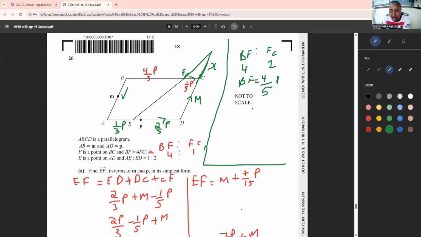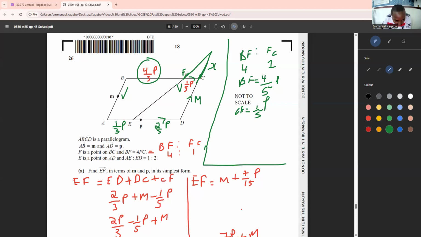And then CF will be equal to 1 over 5 of P. Okay, that's why you see I have this one here. Okay, guys, do you understand? Very good.